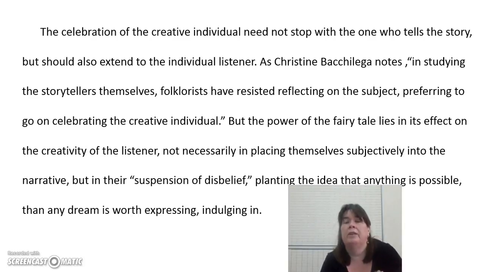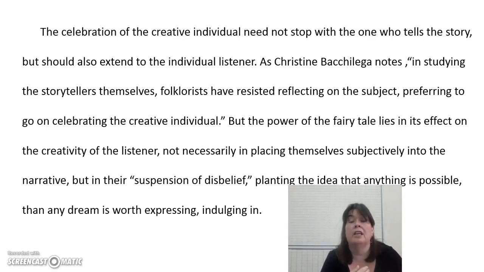The celebration of the creative individual need not stop with the one who tells the story, but should also extend to the individual listener. As Christine Bacchilega notes, in studying the storytellers themselves, folklorists have resisted reflecting on the subject, preferring to go on celebrating the creative individual. The creative individual in this case is the storyteller. But the power of fairy tales lies in its effect on the creativity of the listener, not necessarily in placing themselves subjectively into the narrative, but in their suspension of disbelief, planting the idea that anything is possible, that any dream is worth expressing or indulging in.